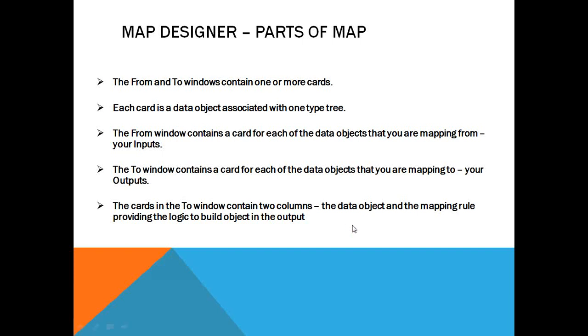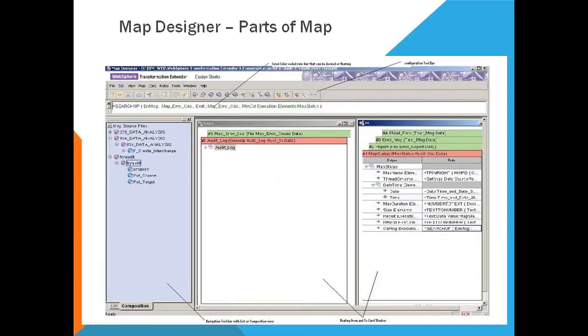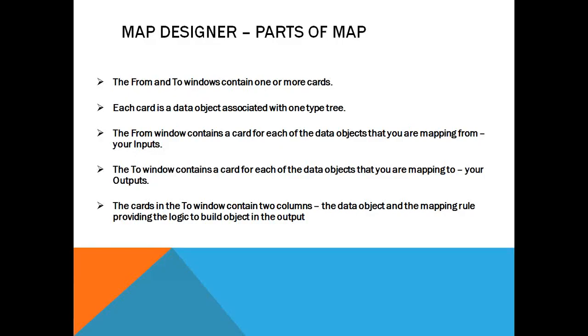The cards in the to window contain two columns, the data object and the mapping rule, which provides the logic to do this. So the to window has two columns. The left side is the field name and the right side is the mapping rule. So what is the mapping rule? It populates the data for this field. Every field should be mapped. You shouldn't leave any field blank. If you leave it blank when you build a map, it says an error like empty rule cell, rule is required. Even though there is no mapping, you have to map NONE.